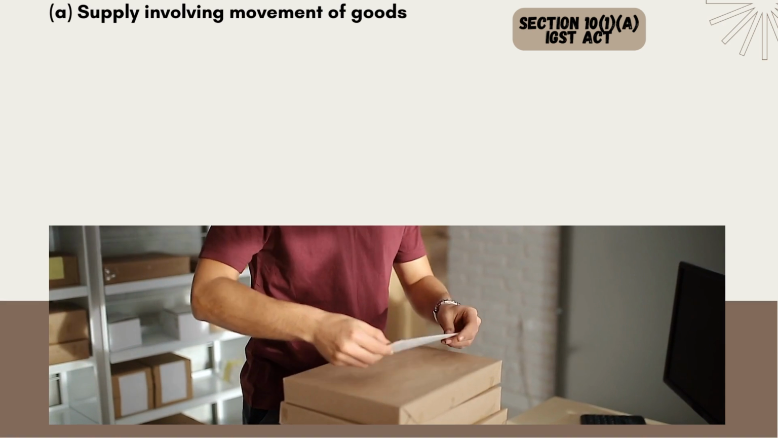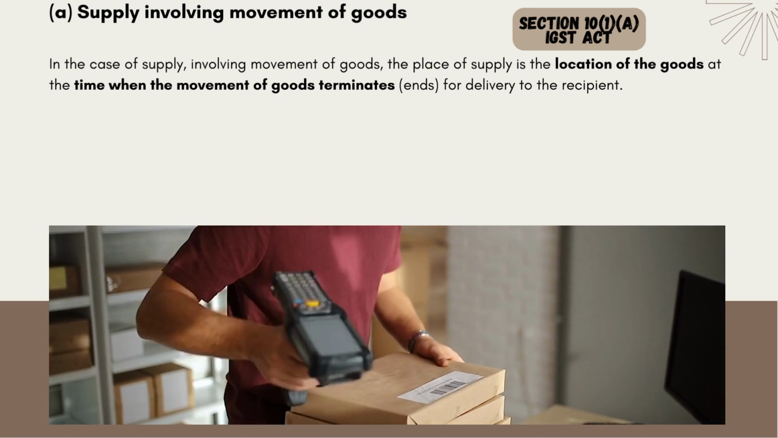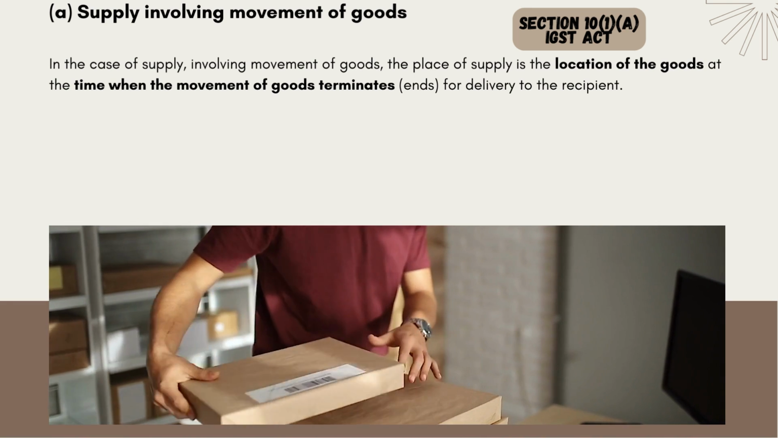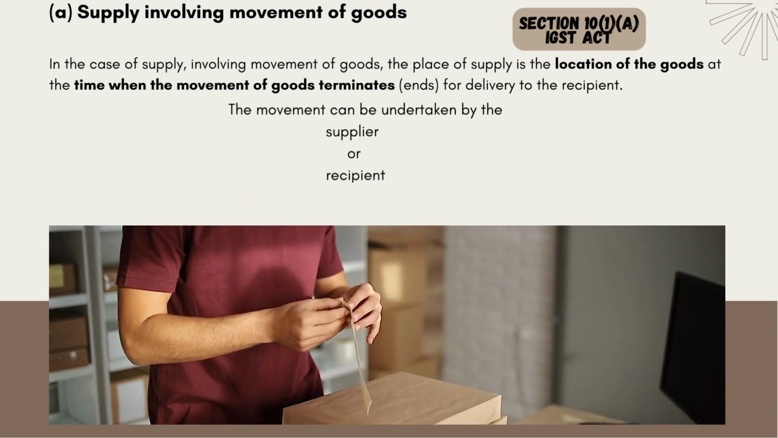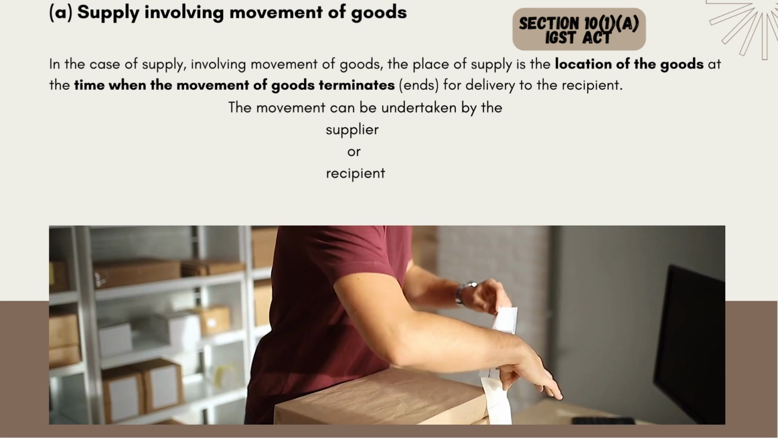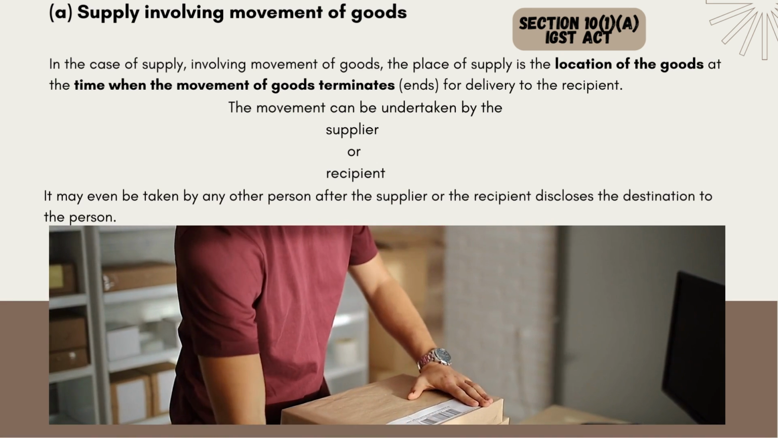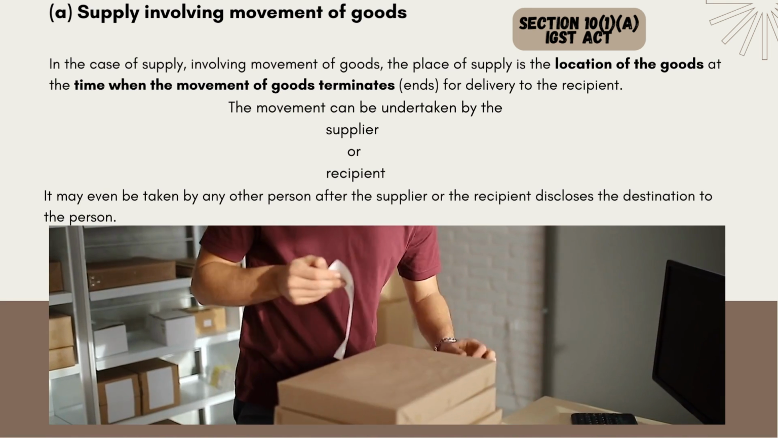A. Supply involving movement of goods. In the case of supply involving movement of goods, the place of supply is the location of the goods at the time when the movement of goods terminates, ends, for delivery to the recipient. The movement can be undertaken by the supplier or recipient. It may even be undertaken by any other person after the supplier or the recipient discloses the destination to the person.